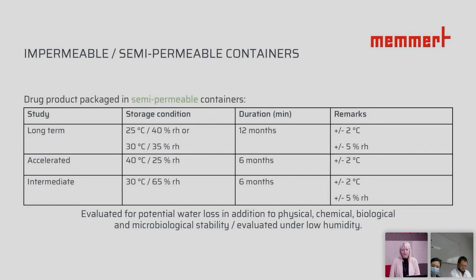Also here we have the remarks and limits. For long term, it is ±2 degrees, humidity ±5% RH. Accelerated is within the limit of ±2. And for intermediate, the limits of ±2 and ±5% RH are requested. So evaluate for potential water loss in addition to physical, chemical, biological, and microbiological stability evaluated under low humidity.